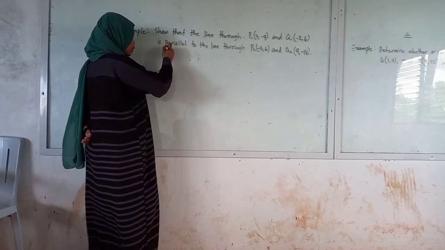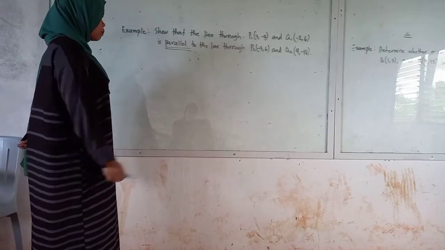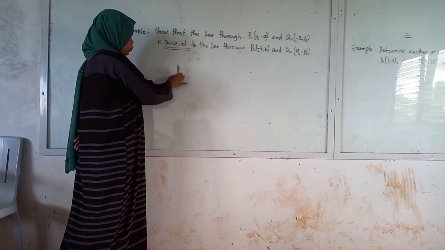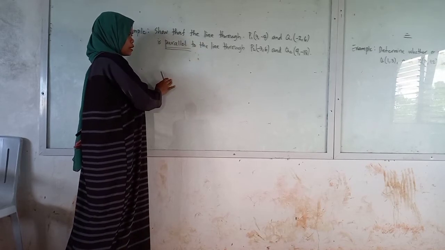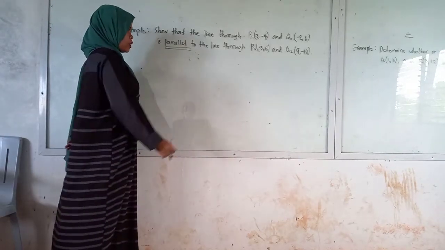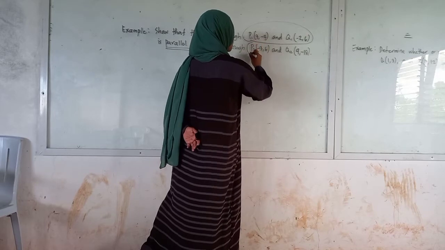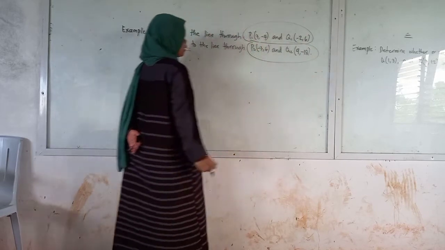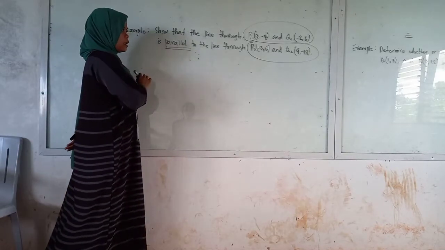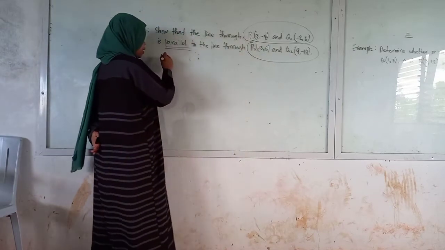When we say parallel lines, let's go back to the definition of slope. If the two given lines are parallel, then we can imply that their slopes are equal. So the slope from these two points and the slope from the other two points must be equal. If they are equal, then they are parallel. Let us denote the slope of this one by m sub 1.